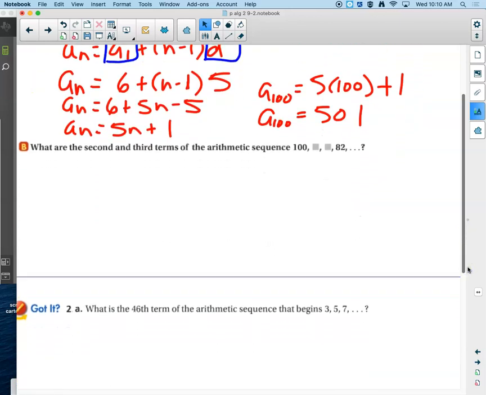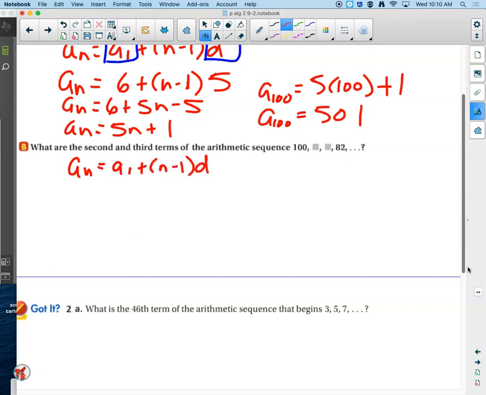Well, then what do they do? Because they're book writers, they take something away. That's just how they work. They say, you know what, that was way too easy for you, so we're going to take it away. What are the second and third terms of this arithmetic sequence? And I see the arithmetic, and I immediately write that down. Because you can use that formula as your guide.